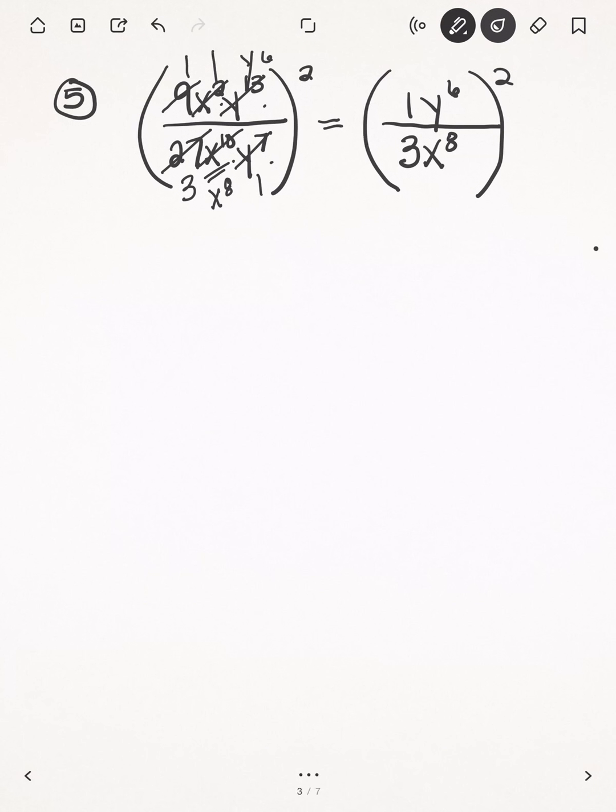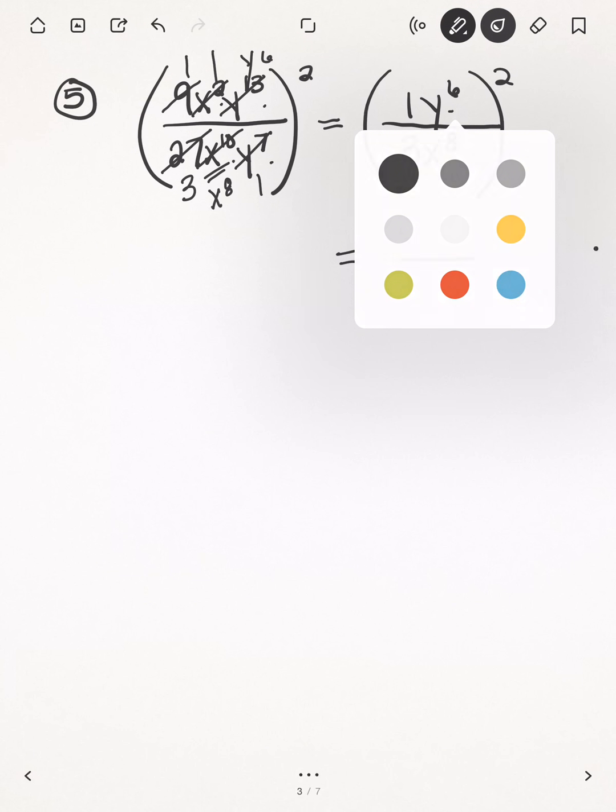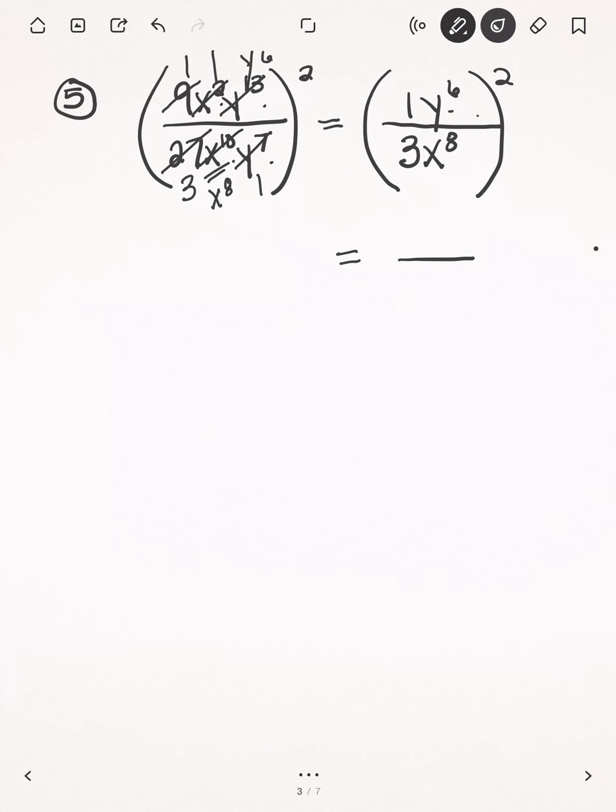Now, when I square 1, I get 1. So I don't even have to write the 1. So I'm going to draw my fraction bar, and I'm going to raise everything to the 2nd power. What is y to the 6th raised to the 2nd power? Power to a power. I multiply my exponents. So I get y to the 12th.